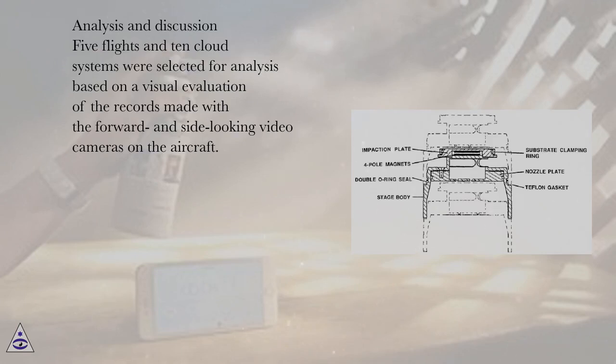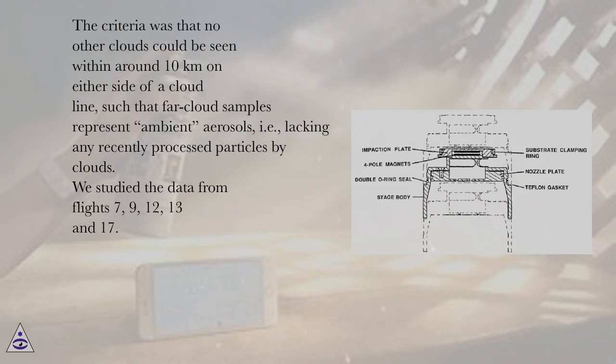Analysis and discussion. 5 flights and 10 cloud systems were selected for analysis based on a visual evaluation of the records made with the forward and side-looking video cameras on the aircraft. The criteria was that no other clouds could be seen within around 10 kilometers on either side of a cloud line, such that far cloud samples represent ambient aerosols, i.e., lacking any recently processed particles by clouds. We studied the data from flights 7, 9, 12, 13 and 17.